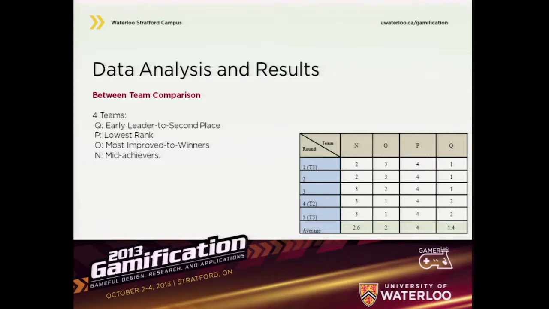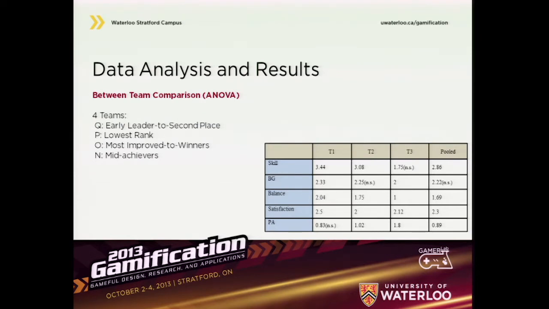Here, you had the lowest rank. This one is constantly basically losing, and then there's the most improved, the 2 winners. So the team that was 3rd, and then they ended up being 1st. And mid achievers, the team that was mostly 2nd or 3rd.